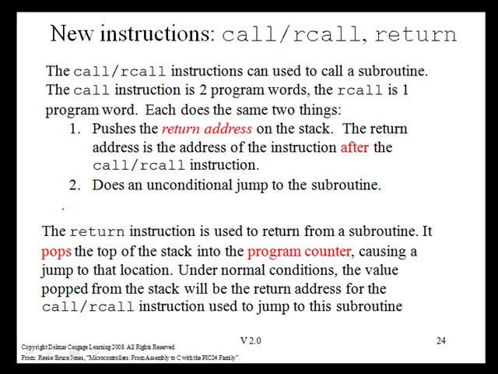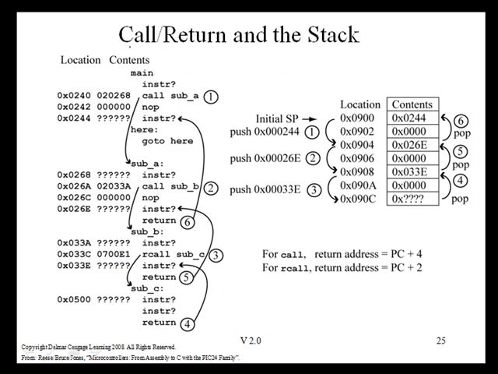Once the subroutine has finished executing, you will use the return instruction to return from that subroutine. It's going to pop the top of the stack into the program counter, causing a jump to that location. Under normal conditions, that is, your subroutine has manipulated the stack correctly during its execution, the value that is popped from the stack will be the return address that was pushed by the call or rcall instruction that was used to jump to this subroutine. Let's take a look at some numerical examples of how call and return manipulate the stack during execution.